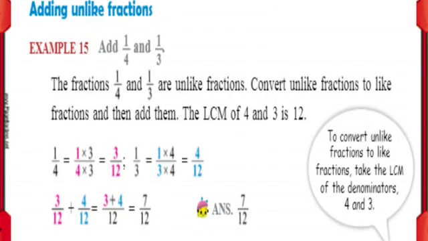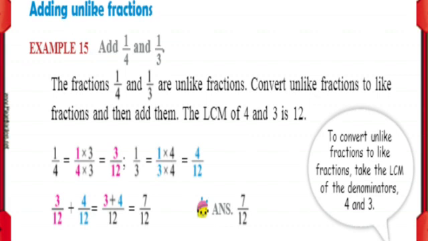Let us see another example of how to add unlike fractions. Add 1 by 4 and 1 by 3. The fractions 1 by 4 and 1 by 3 are unlike fractions. So first we have to convert the unlike fractions into like fractions and then add. To do that, you should find the LCM of 4 and 3. When you find the LCM of 4 and 3, the LCM is 12.